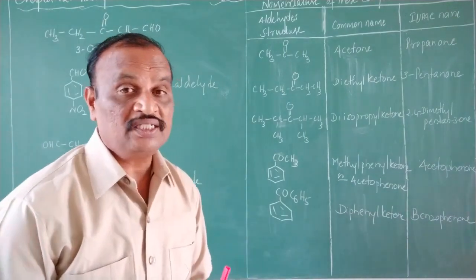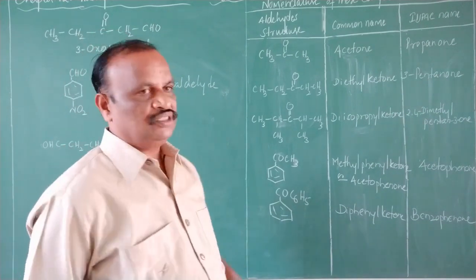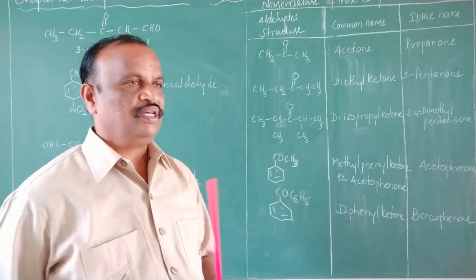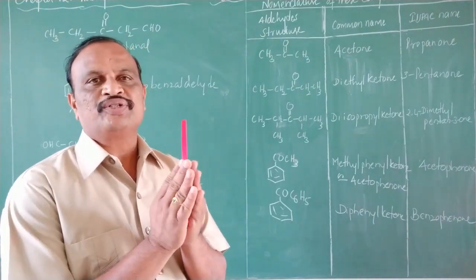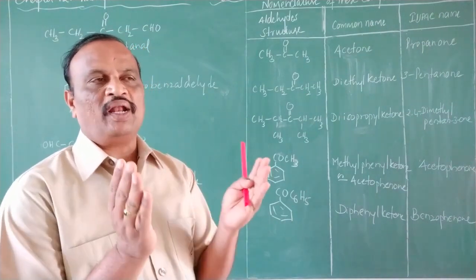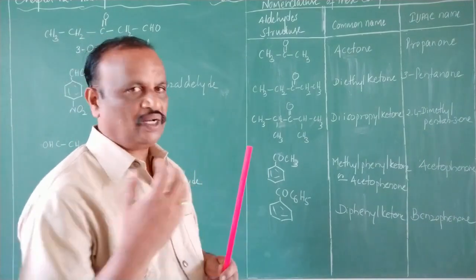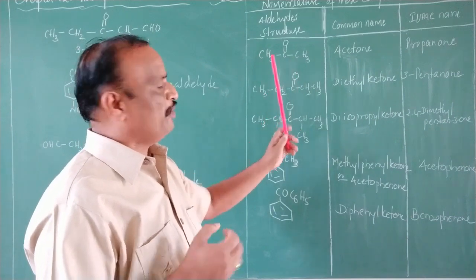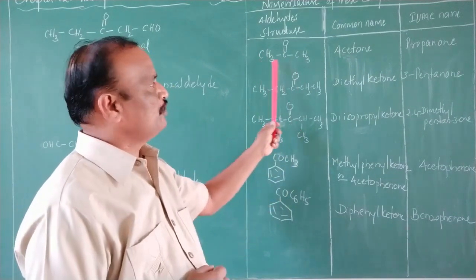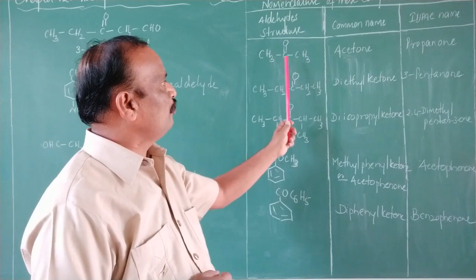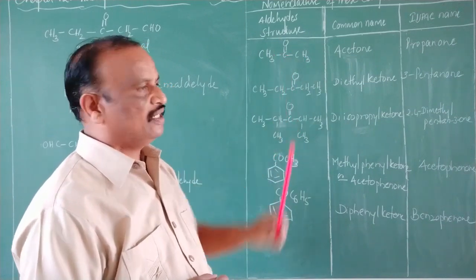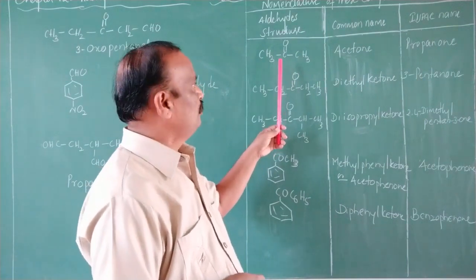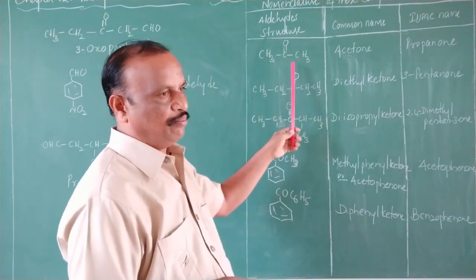Okay, so let us see how to name the ketones. The simplest ketone contains 3 carbons, because the carbonyl group is bridged between 2 alkyl or aryl groups in the case of ketones. So the simplest alkyl group we can place on either side of the carbonyl group is a methyl group only. 2 methyl groups are present on either side and at the center we have the ketonic group. So this is the simplest ketone. The simplest ketone contains 3 carbons.